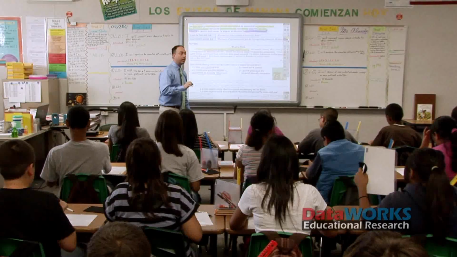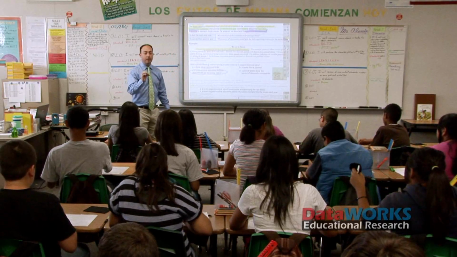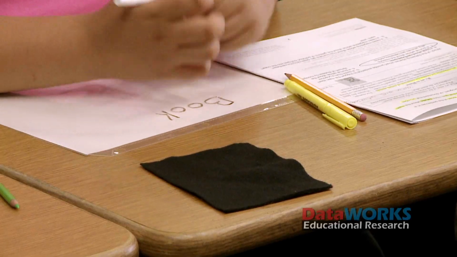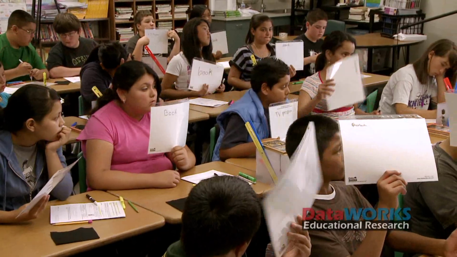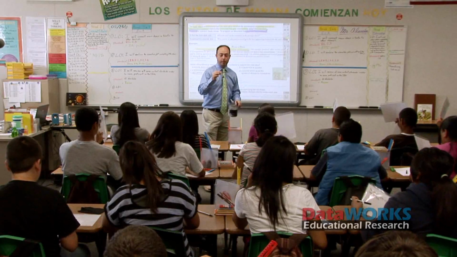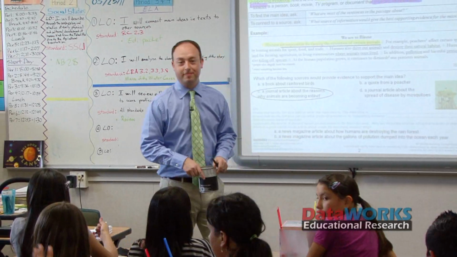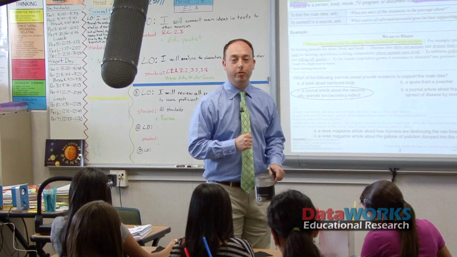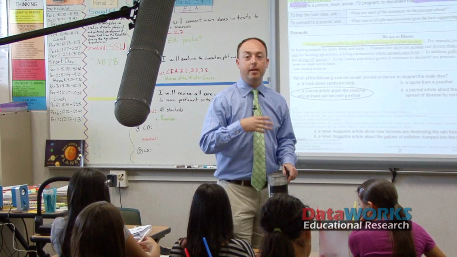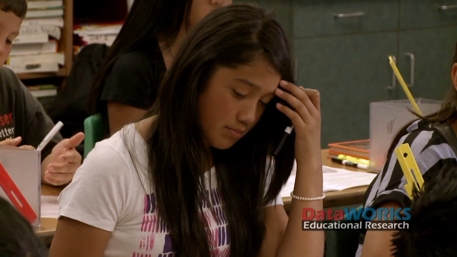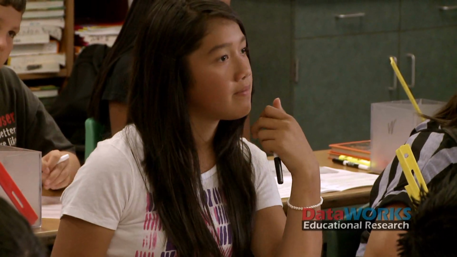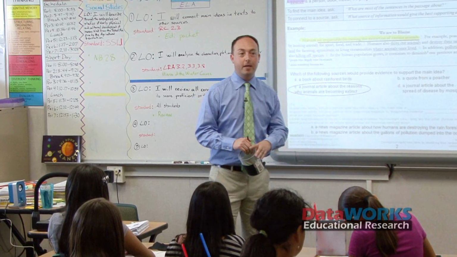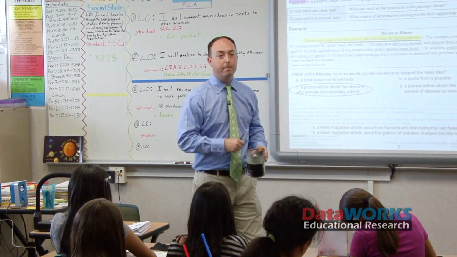On your whiteboard, give me an example of a source and be ready to justify why it would be a source. 1, 2, 3, show me. What is an example of a source? Iris. An example of a source is a book. Why did you choose a book as a source? Because a book provides information that may back up or support our main idea.